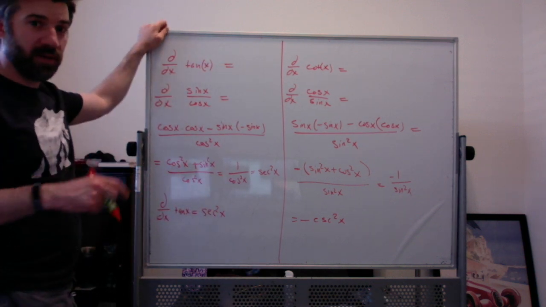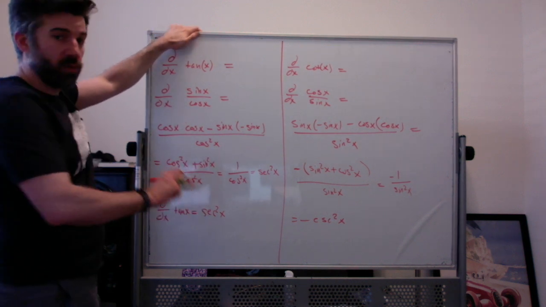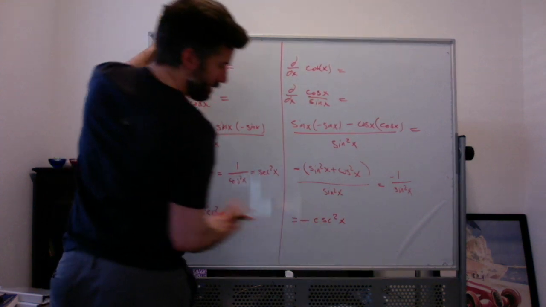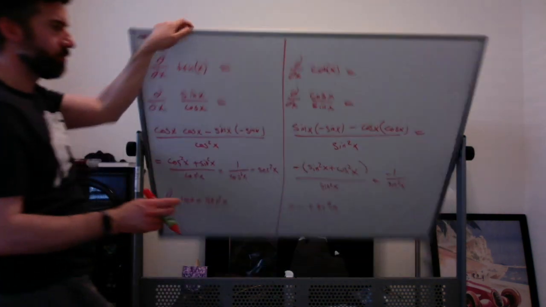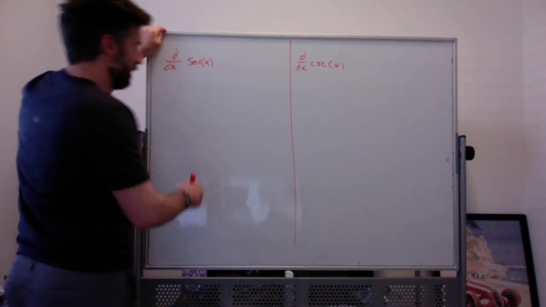And the way I kind of think about it is the derivative of tangent is secant squared x. Put a co in front of it, and the derivative of cotangent is cosecant squared x with a minus sign. All right, now let's do secant and cosecant. I'll do secant, you guys do cosecant.